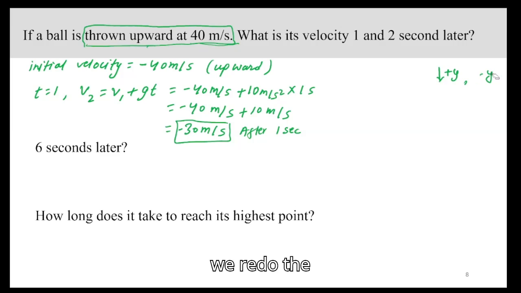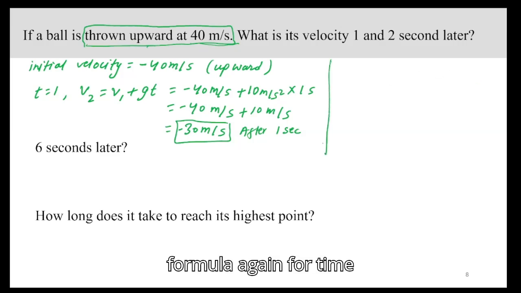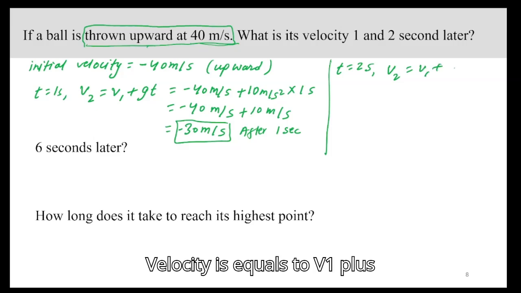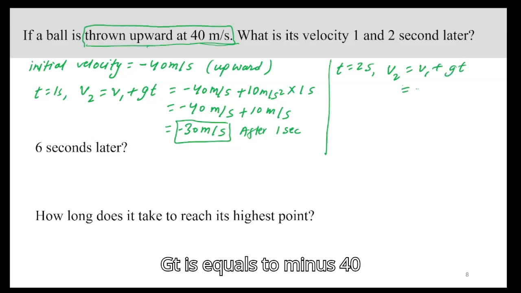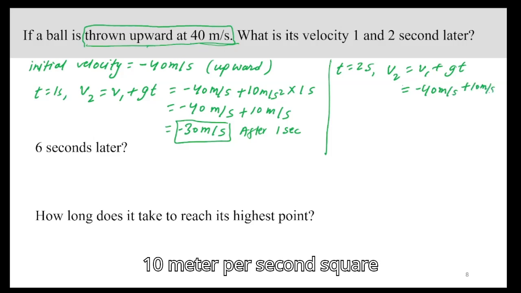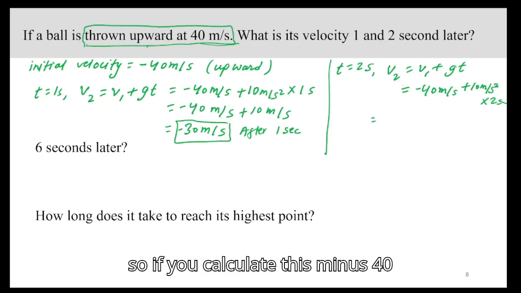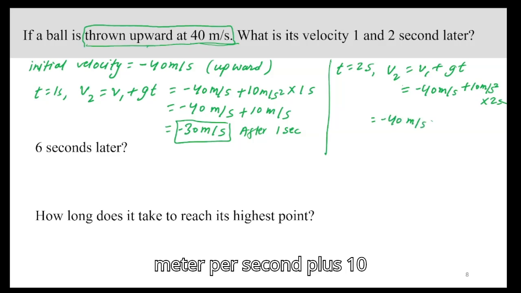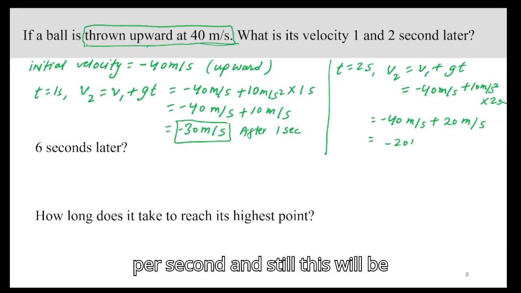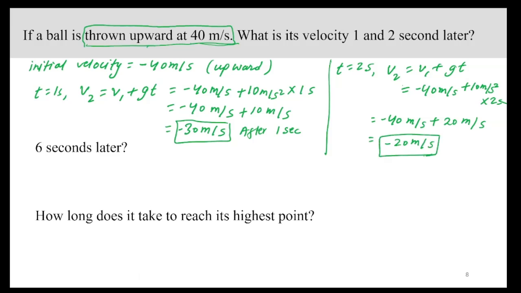Similarly, if we redo the formula again for time 2 seconds, velocity equals v1 plus gt equals minus 40 meter per second plus gravity, 10 meter per second square. Now time is 2 seconds. So if we calculate this, minus 40 meter per second plus 10 times 2 is 20 meter per second, and this will be minus 20 meter per second.